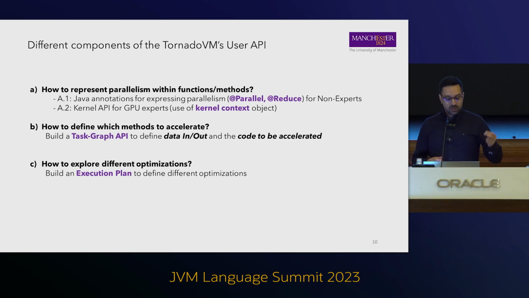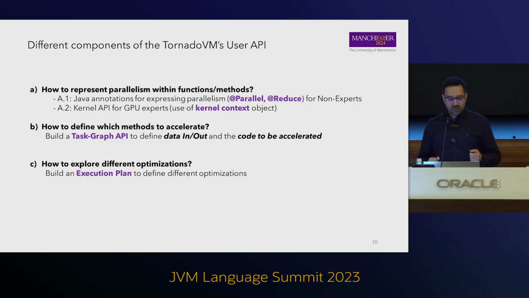The second API is called the kernel API. This is very similar to an OpenCL program or a CUDA program or a oneAPI program. Basically, it targets GPU experts or FPGA experts, because it requires the user to have knowledge of the execution model and programming model for GPUs, for example. But those are complementary. As a developer, you can choose one or the other. So this is how we represent parallelization.